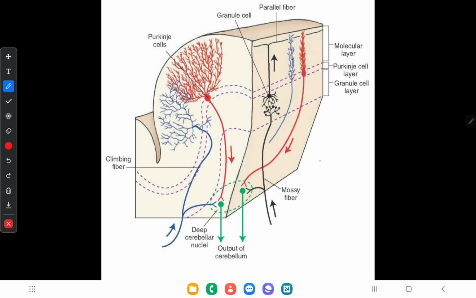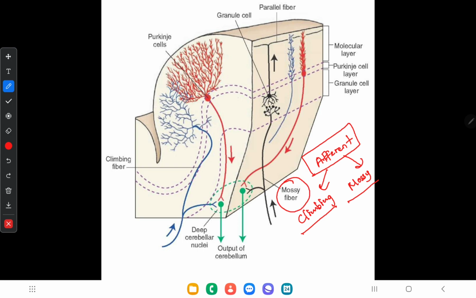Then afferent fibers can be divided again into two types: climbing fibers and mossy fibers. Here you can see the mossy fiber. Here you can see the climbing fiber. Climbing fibers are the terminal fibers of the olivocerebellar tracts.